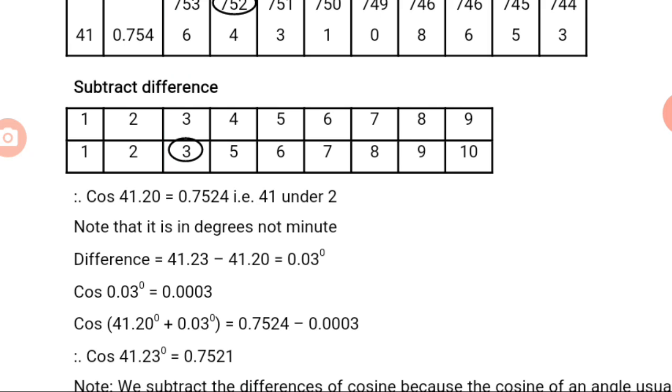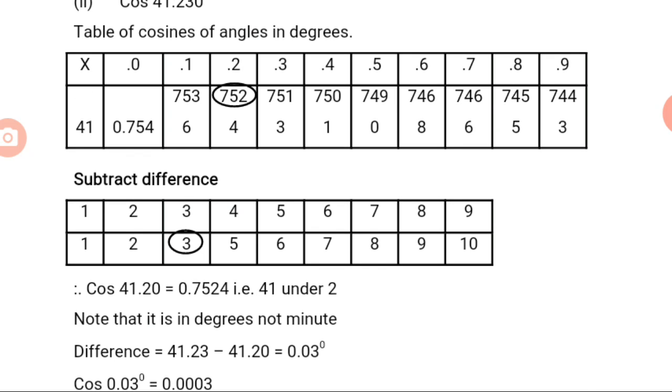0.003. Is that clear? We now write it in 4 figures after the decimal because we are talking about the 4-figure table now. So it will now be 0.003. Are we clear? So 41.20 degrees plus 0.03 degrees. Cos 41.20 degrees is 0.7524 from this. Are we together?